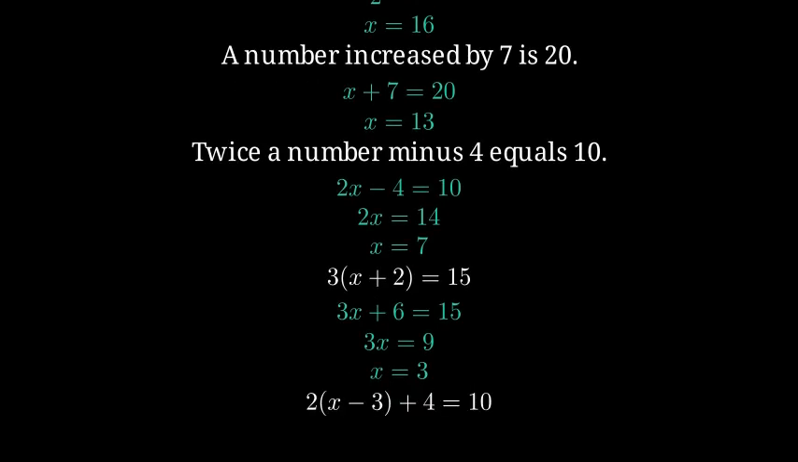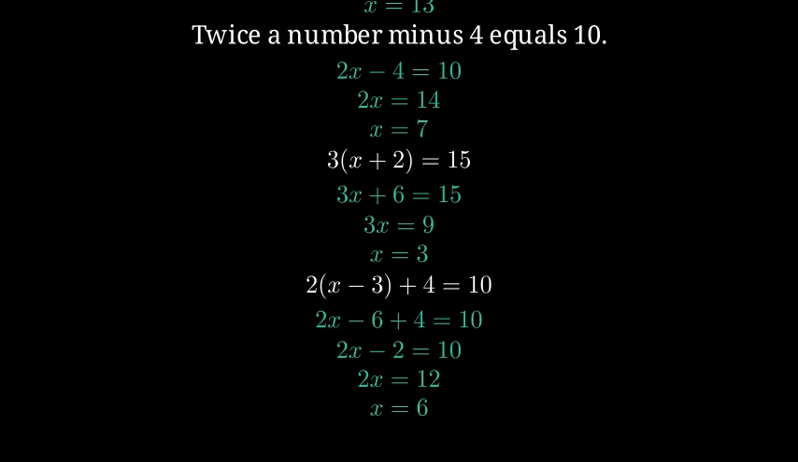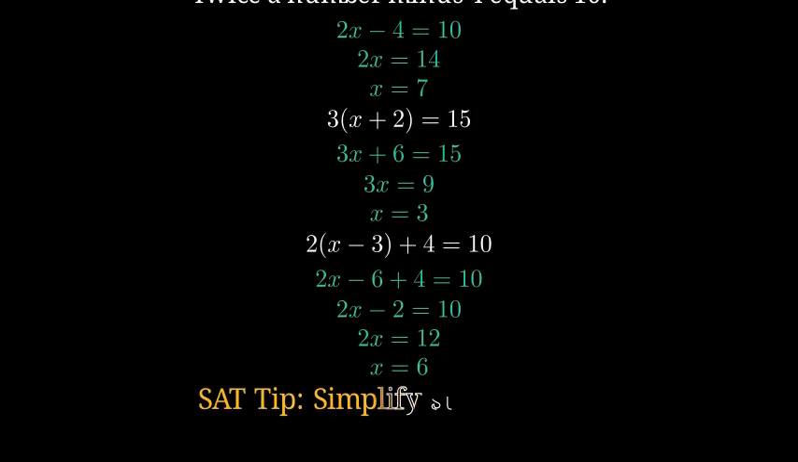Question 12. 2 times (x minus 3) plus 4 equals 10. Pause. Solution. Distribute to get 2x minus 6 plus 4 equals 10. Simplify to 2x minus 2 equals 10. Add 2. 2x equals 12. Divide. x equals 6. Here's a powerful SAT tip.